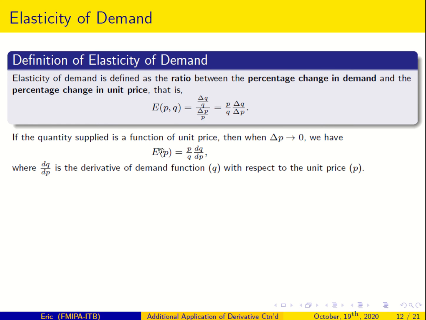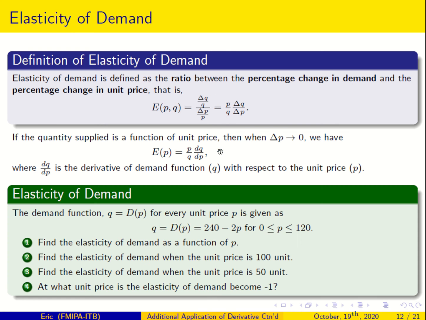If I have the elasticity of unit price, maybe -1, it means that for every 1% increase in the percentage of unit price, it will increase or decrease the percentage change in the demand. Once again, if the elasticity of demand is -1, then for every 1% increase in the unit price, it will decrease the percentage change in demand by 1%.